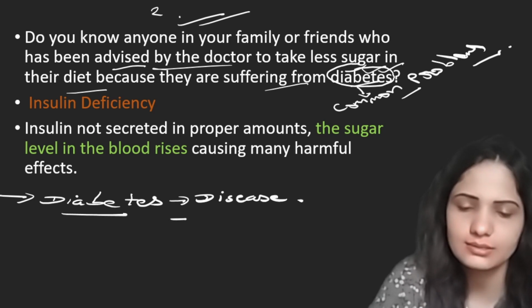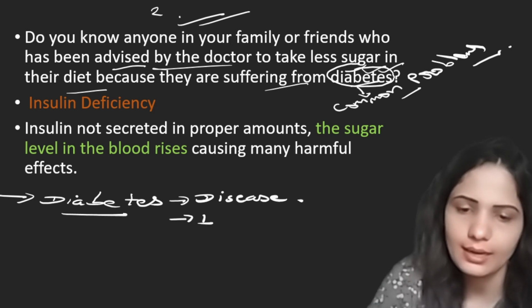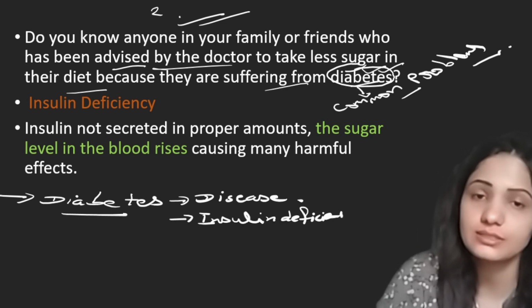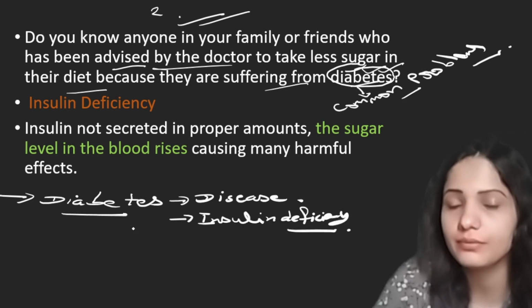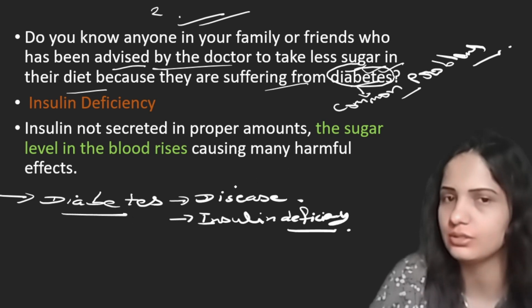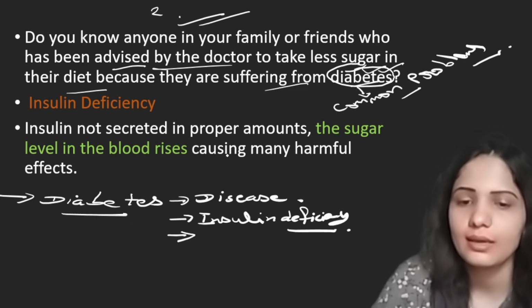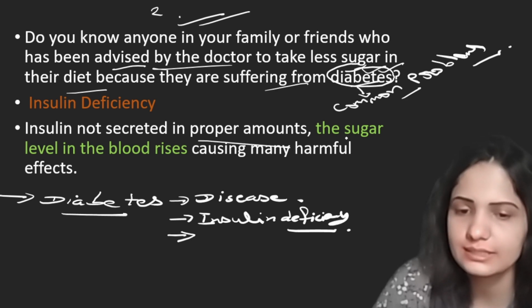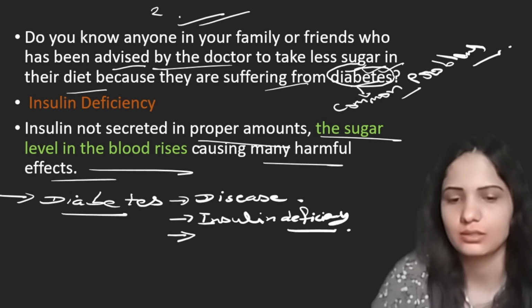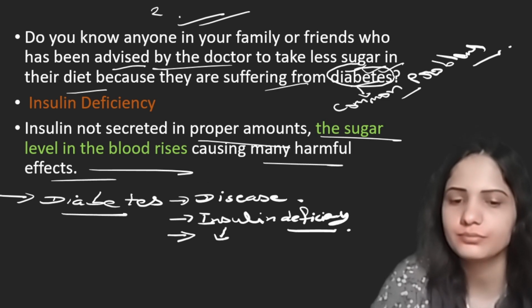And when does it occur? It occurs due to insulin deficiency in the body. Now, what is insulin? Insulin is the hormone secreted by the pancreas. This we know. Now, if insulin is not secreted in proper amount, the sugar level in the blood rises, causing many harmful effects. What is the function of insulin?